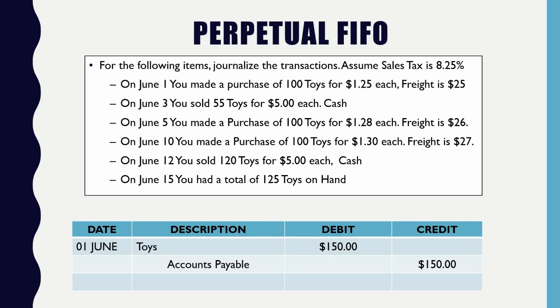So our first example here is going to be June 1st. We made a purchase of 100 toys at $1.25 each. Freight was $25. So in this case, boom, I've already journalized it and solved it for you. We're taking it and putting it straight into inventory. And second thing is it's going to be for accounts payable because we put it on account, right?